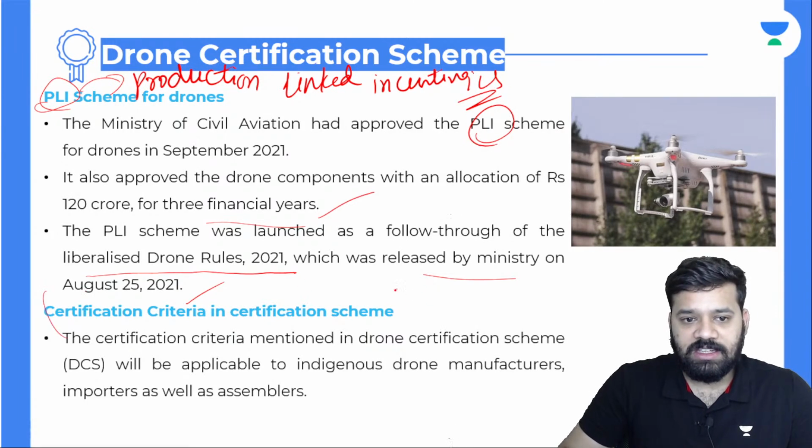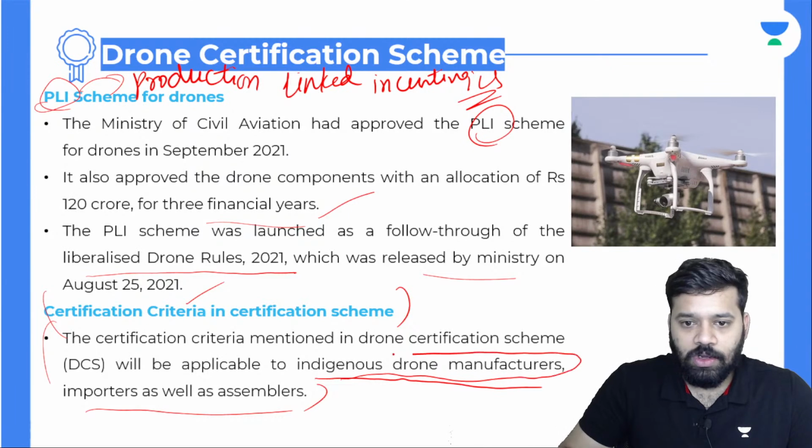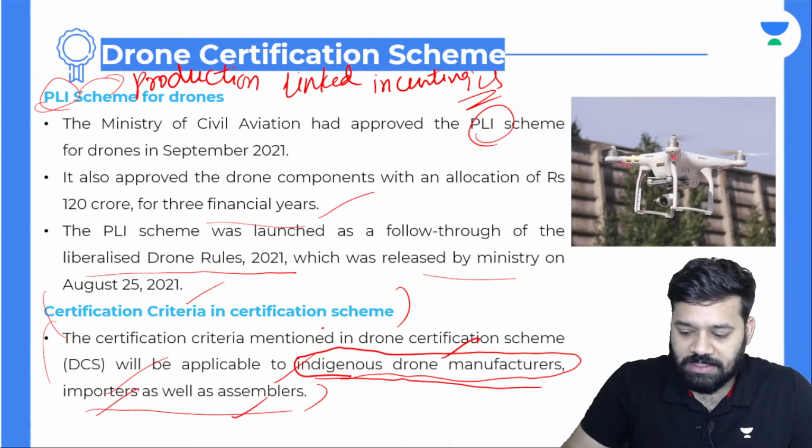About the certification criteria in certification scheme, the certification criteria mentioned in the drone certification scheme will be applicable to indigenous drone manufacturers, importers, as well as assemblers. Indigenous drone manufacturers are those manufacturers who are manufacturing inside India, as well as importers and assemblers. All of them it will be applicable. That is, the certification scheme will be applicable for indigenous drone manufacturers, importers, as well as assemblers.